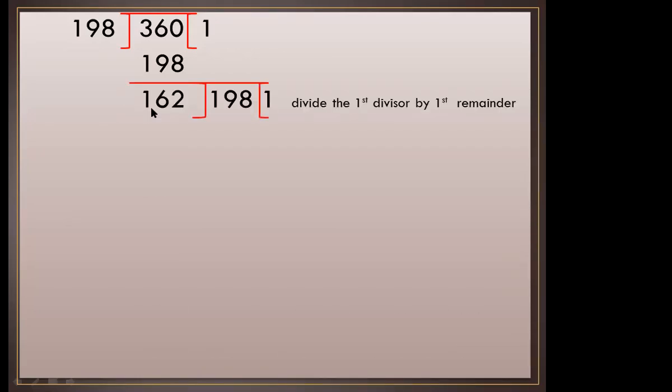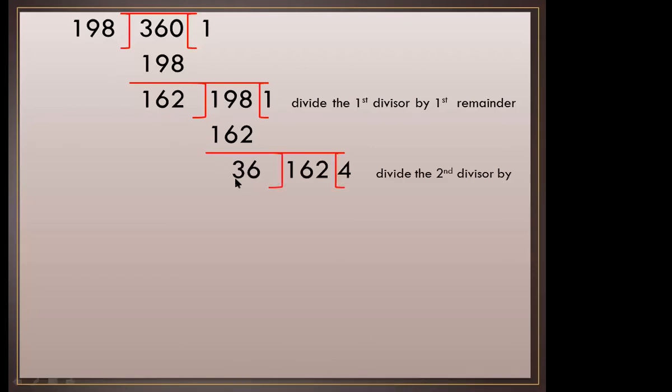What you have to do, you have to divide this 360 by 198. So 198 into 1 is 198. Then you will get your remainder here, that is 162. Then divide 198 by 162. So 162 into 1 is 162. Then subtract this number and you will get your remainder here, 36.